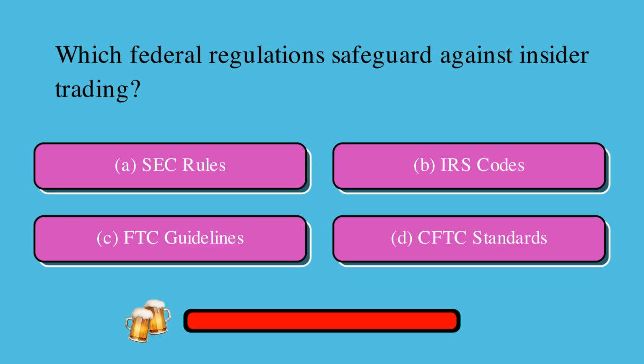Which federal regulations safeguard against insider trading? Is it A, SEC rules, B, IRS codes, C, FTC guidelines, or D, CFTC standards? The correct answer is A, SEC rules.